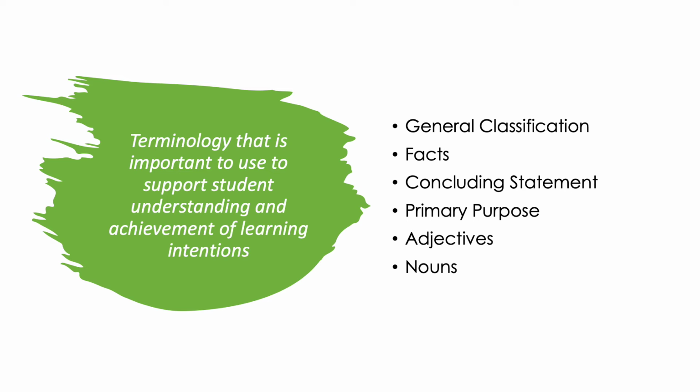A general classification is a sentence at the beginning of an informative report where the writer will explain what is going to be talked about. Facts are information used as evidence in a report or news article. The concluding sentence is the final sentence of an information report, and this usually contains an interesting fact and will conclude the report. Primary purpose explains the main idea of the report. Adjectives are describing words that describe the qualities of a noun, and a noun is a person, place, or thing.